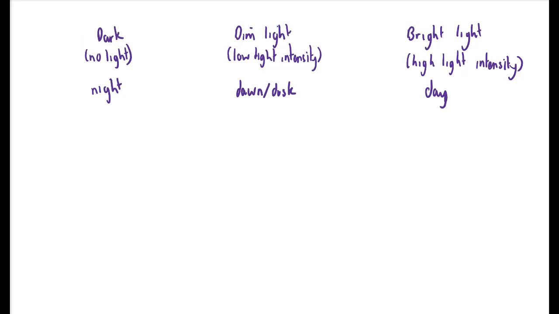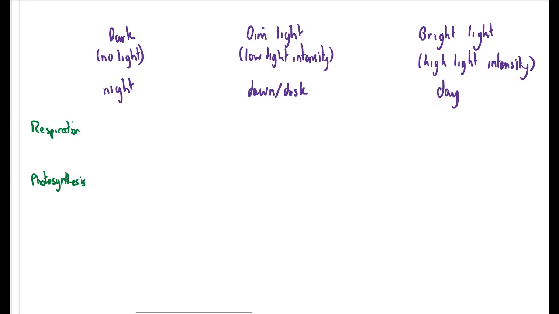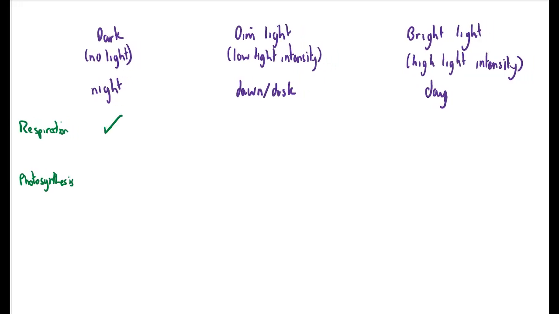So let's look at what processes happen during each scenario. So we've got respiration, and we've got photosynthesis. Now, respiration happens in all living things all the time, so it happens in the dark, low light levels, and high light levels. Photosynthesis will not happen in the dark, but it will happen at low light intensities, and it will happen way faster in high light intensities.